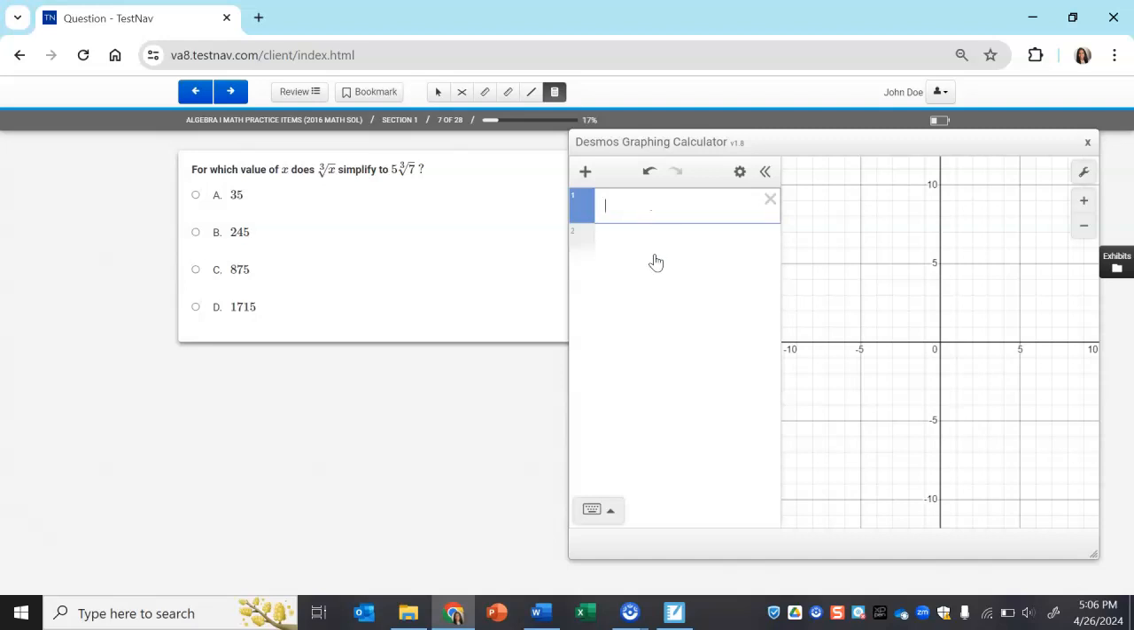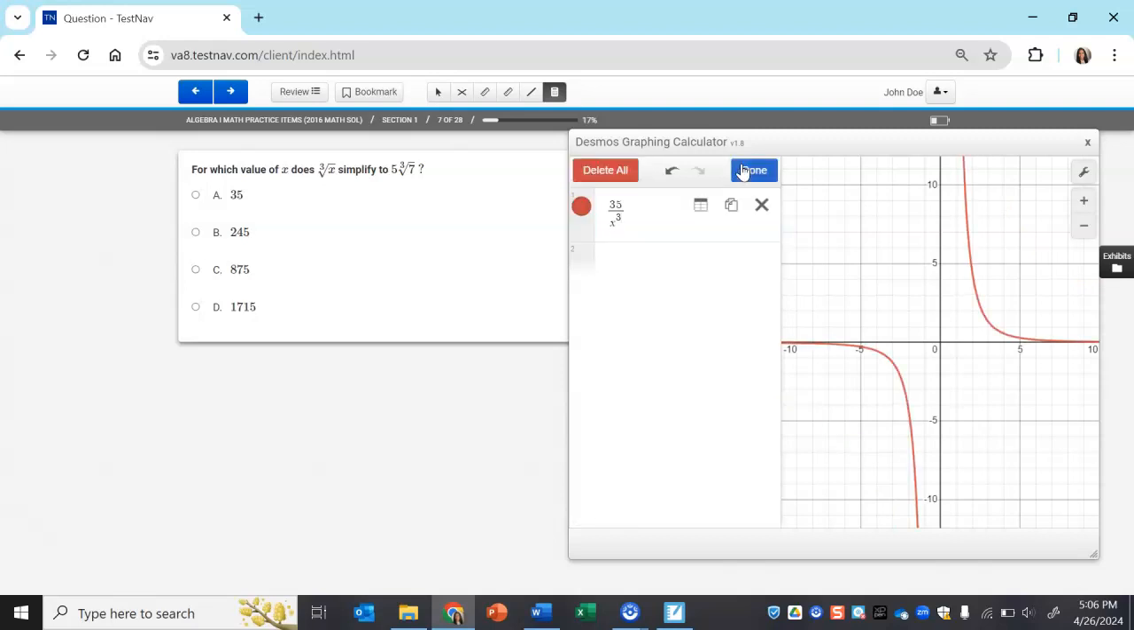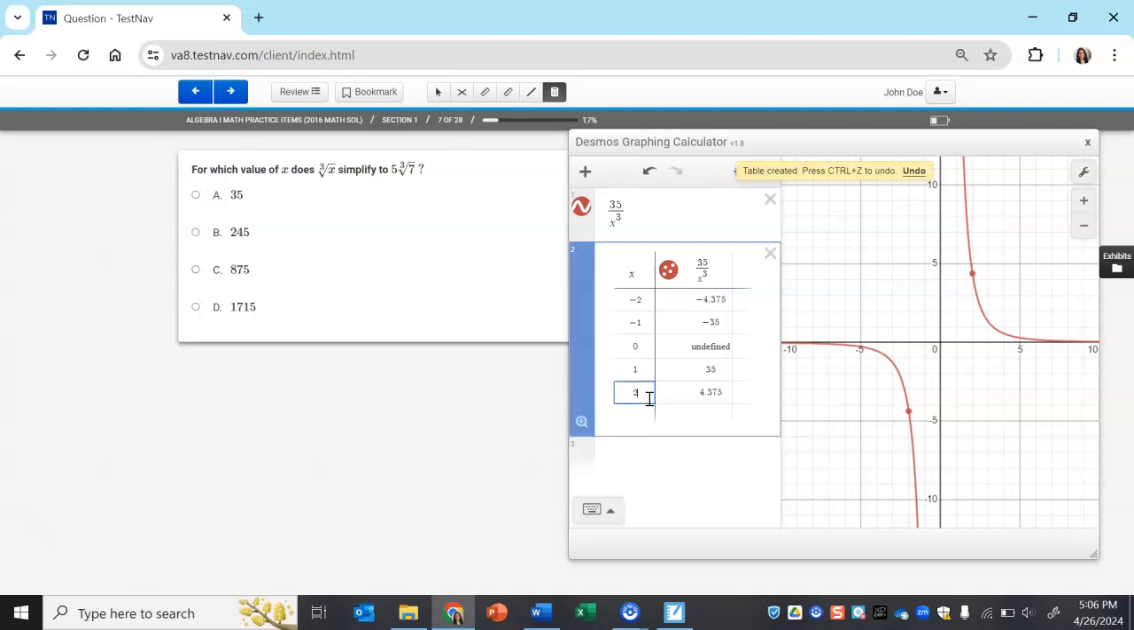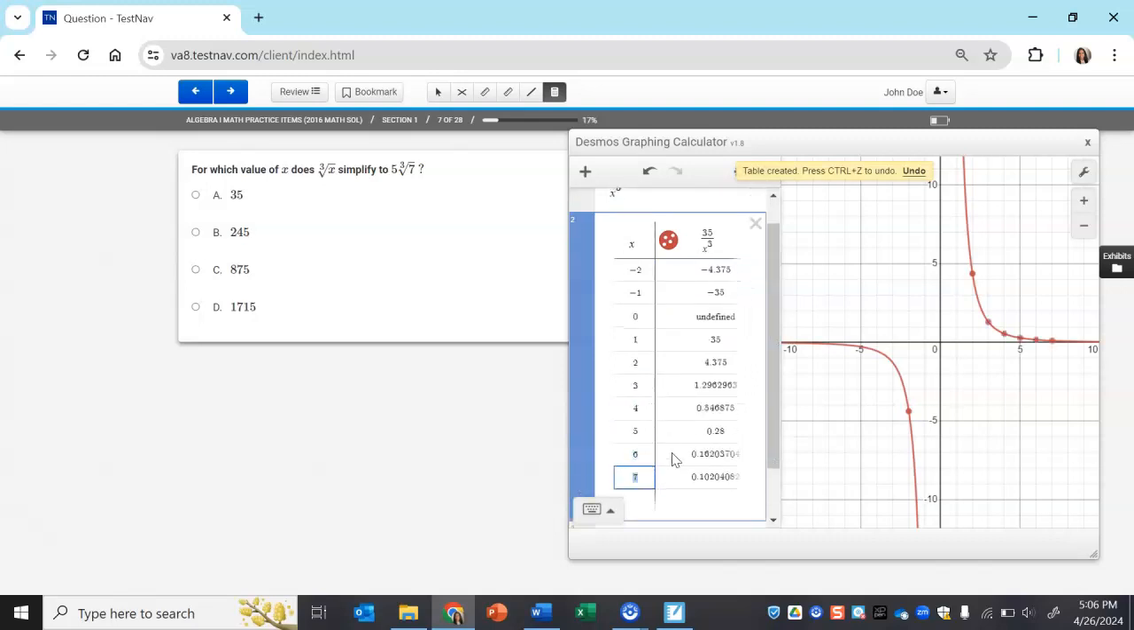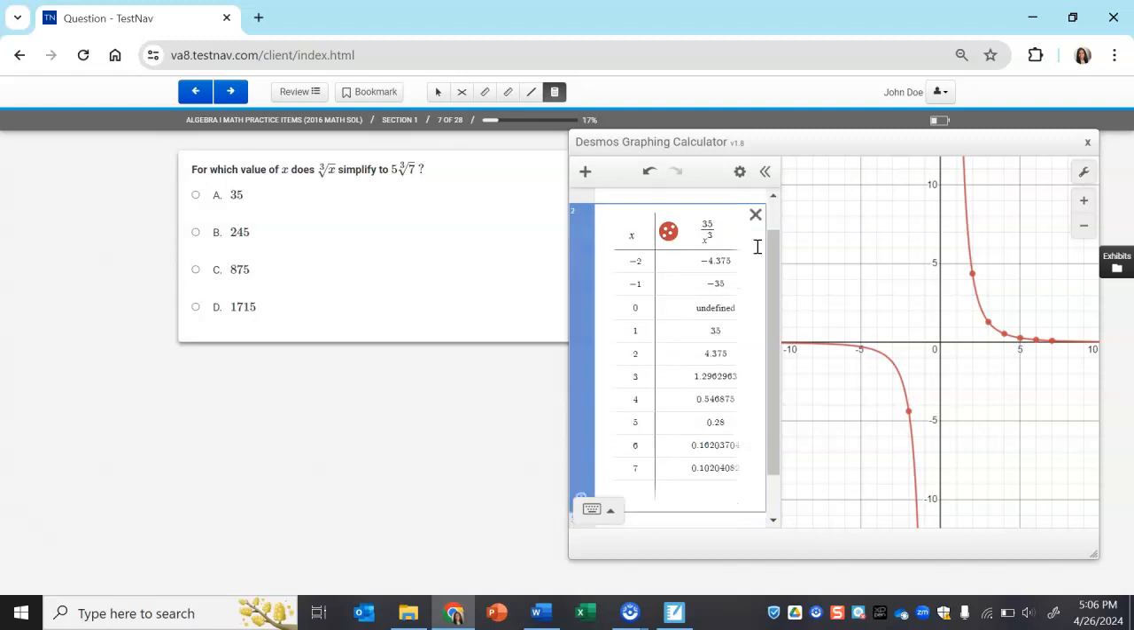I'm going to go ahead and try with the first one, answer choice A. So I'm going to do 35 cube root of x to the third power. Then press the table of values and then just check. Go up until zeros. And if you look back up, it's 1 and 35, which means that it's in simplest form. I cannot simplify that anymore, so that's not it.